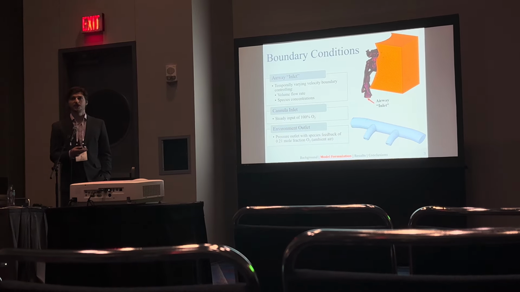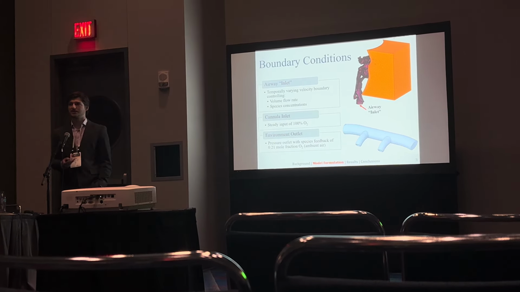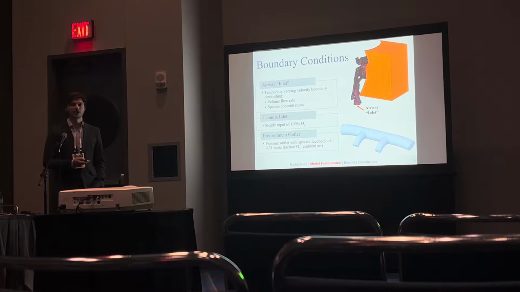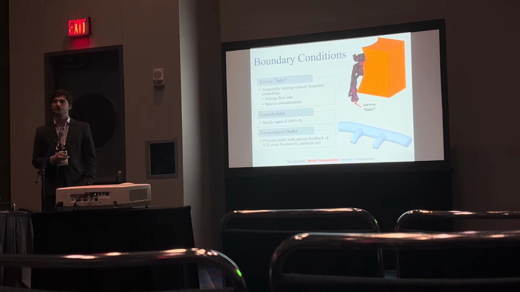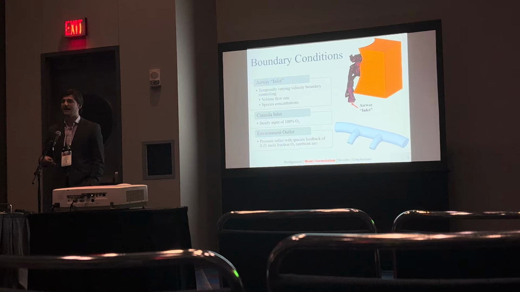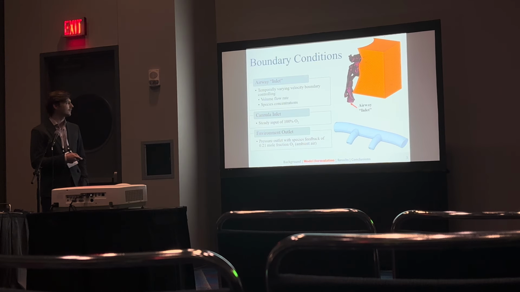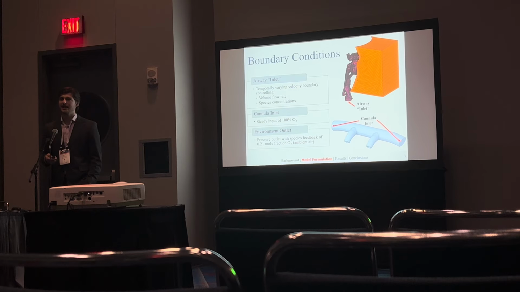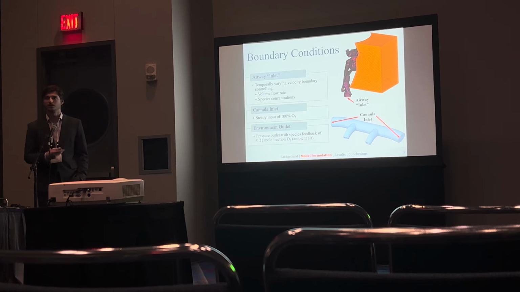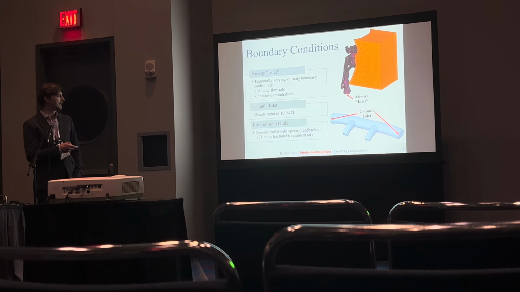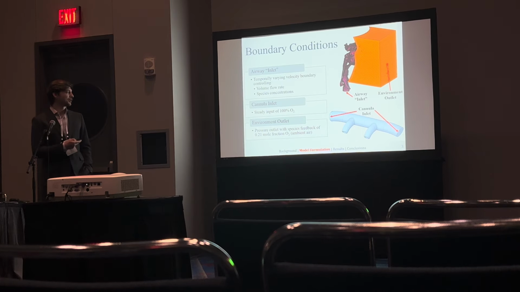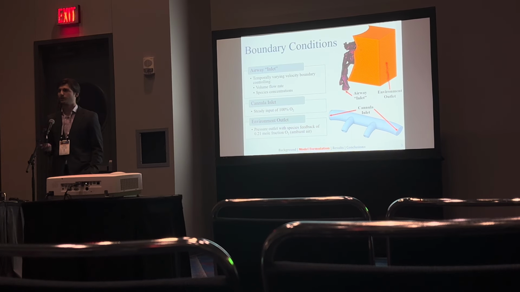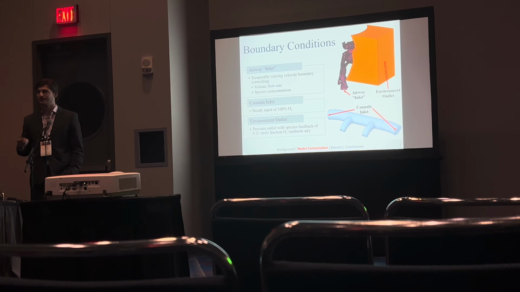Then at the end of inhalation, some of the oxygen would be converted to CO2 as a surrogate for cellular respiration, and then those final species concentrations would be applied to the next exhaled breath. The cannula inlet is a steady input of 100% oxygen at variable therapy flow rates, so we'll cover some different therapy flow rates today. And then the environment outlet is a pressure outlet with a species feedback of 21% oxygen, so it's essentially just ambient air.